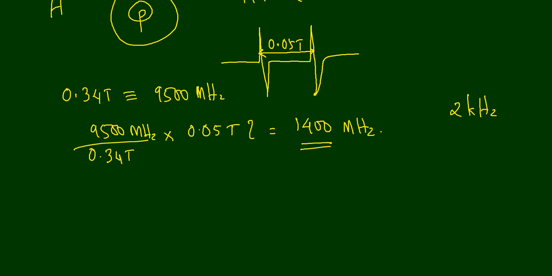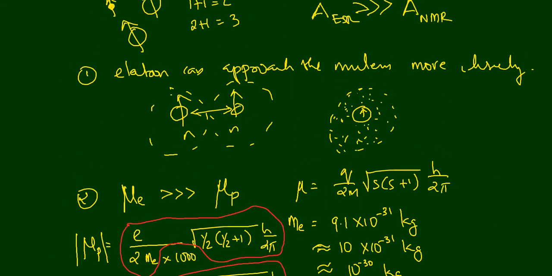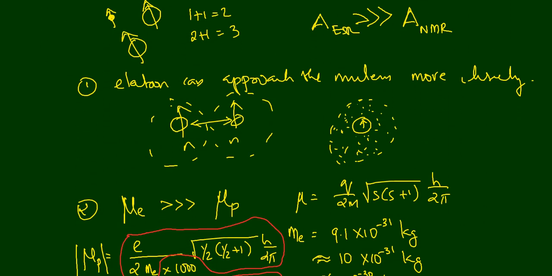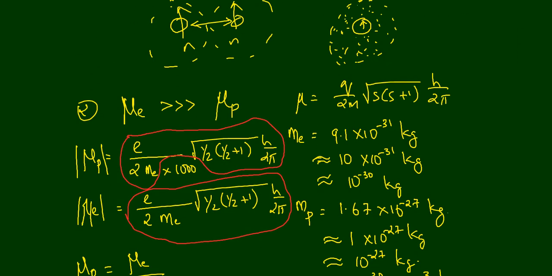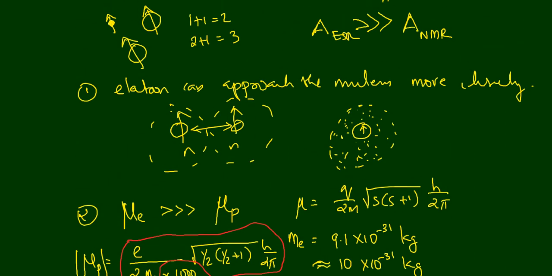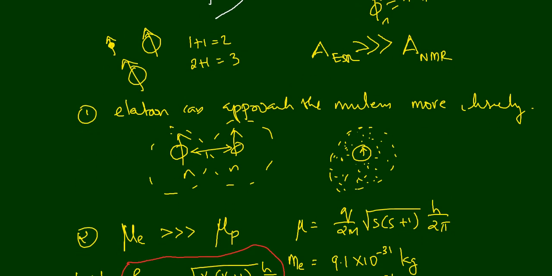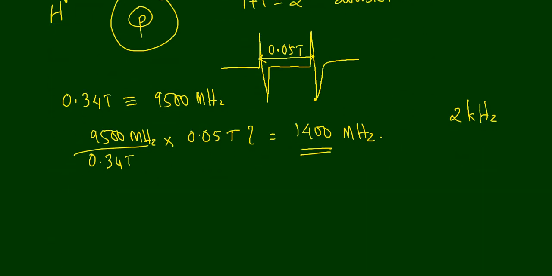That is what we were discussing 5 minutes ago, right? Since the electron can approach more closely to the nucleus, and since the electronic magnetic moment is much bigger than the proton magnetic moment, we already learned that the coupling constant in the hyperfine structure of the ESR spectrum will be much bigger than in the NMR. That is what we can see here. The coupling constant in the hyperfine structure of the hydrogen atom is 1400 megahertz, much bigger than the largest coupling constant in the NMR spectrum, which is 2 kilohertz. So we have already proven that fact.